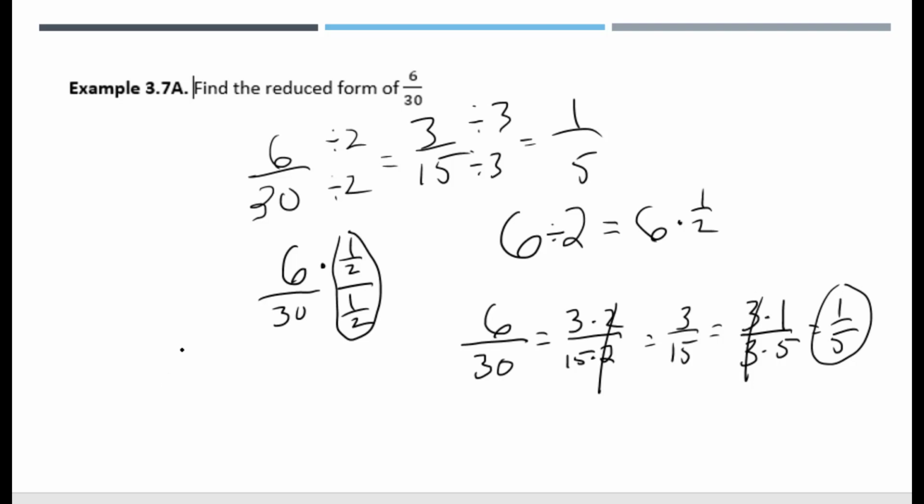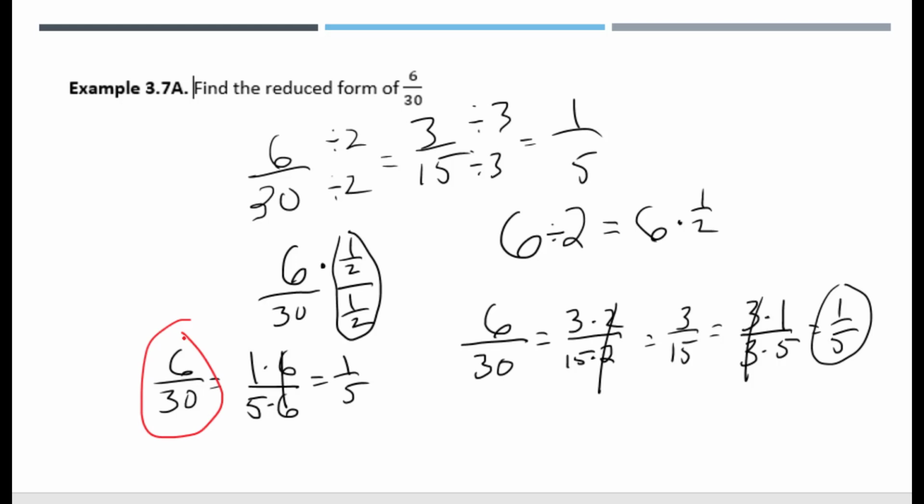Or I could have done it in one step. 6/30. This is 1 times 6, and this is 5 times 6. 6/6 is 1. They cancel because any number times 1 is itself. And so that's the reduced form. Now, importantly, 6/30ths is the same number as 1/5. They don't look alike, but they're the same. I just showed you.